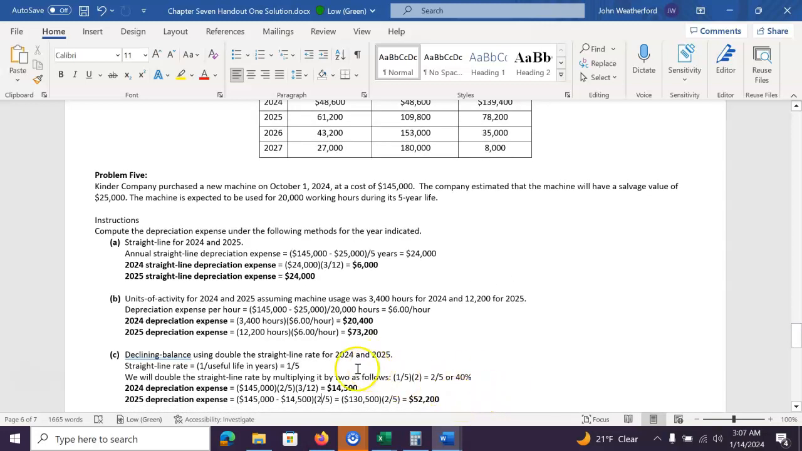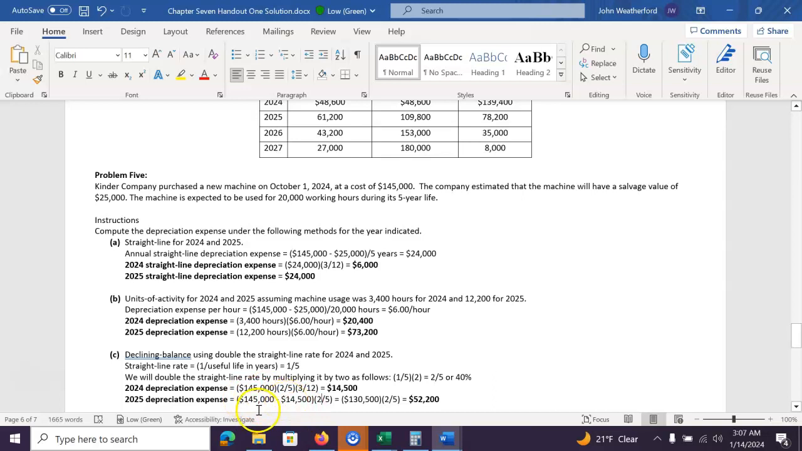That's probably the most complex of the three, but it's not too bad. Just walk through it step by step. First, you calculate the straight line rate and double it. Then every year until the final year, you'll multiply that rate times cost minus depreciation already taken. So in the first year, it's just cost.